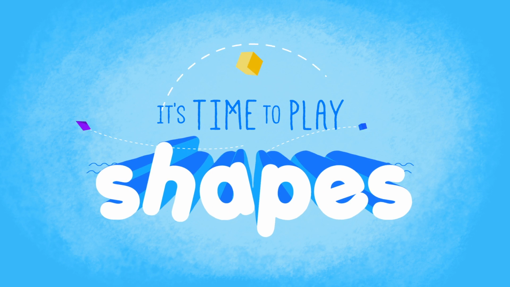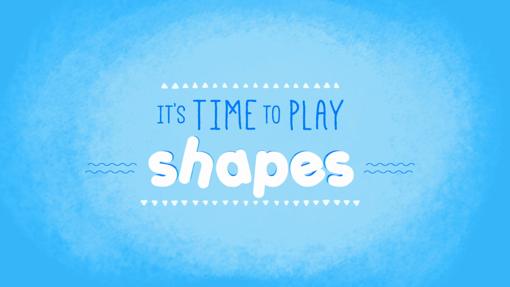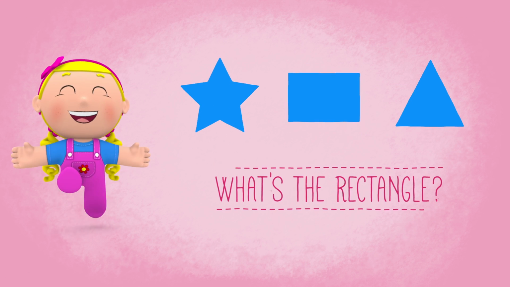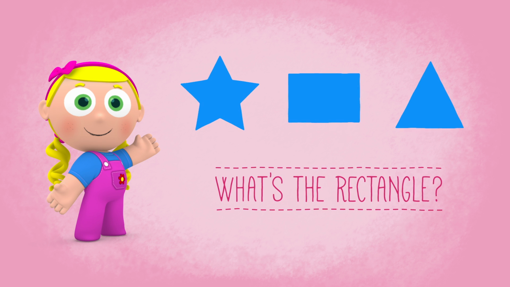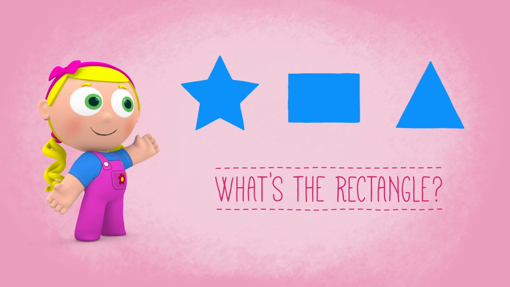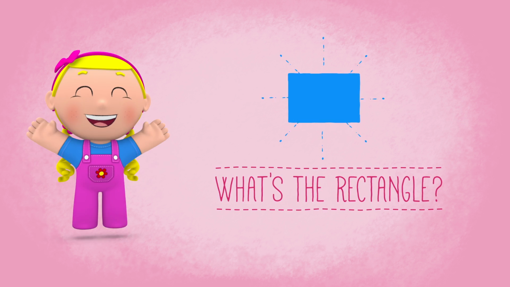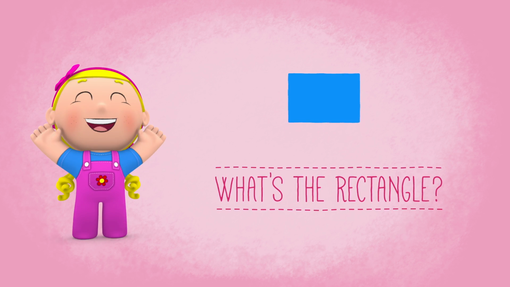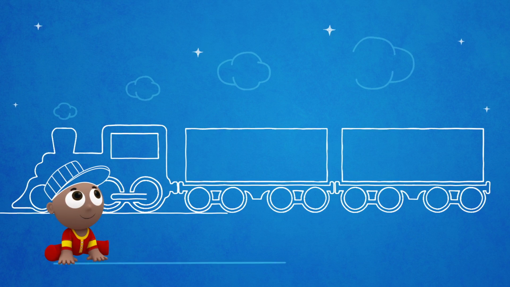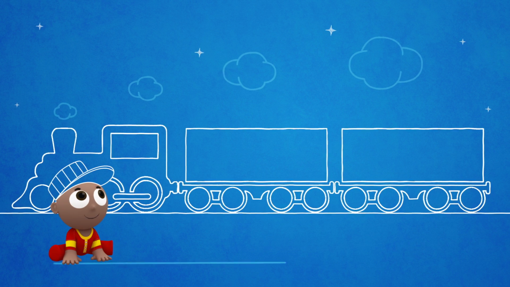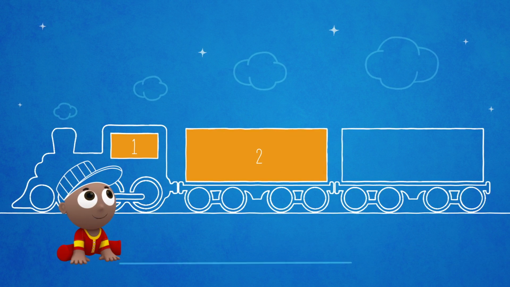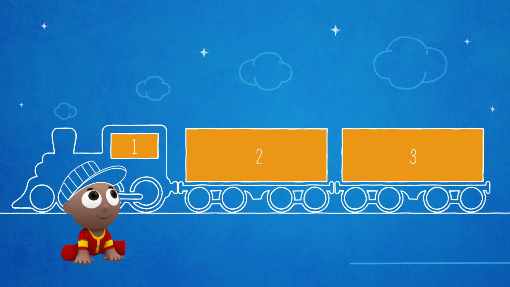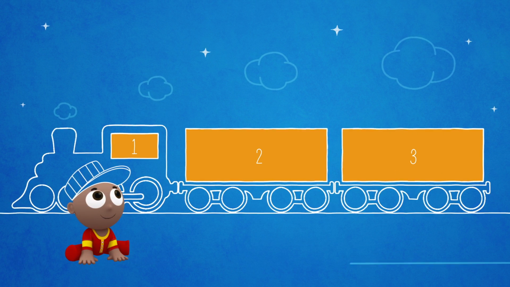It's time to play with shapes! Which one of these shapes is the rectangle? It's the one in the middle! Well done! Great job! Now we are going to count how many rectangles we have in this picture. One, two, three. That's right, we have three rectangles.